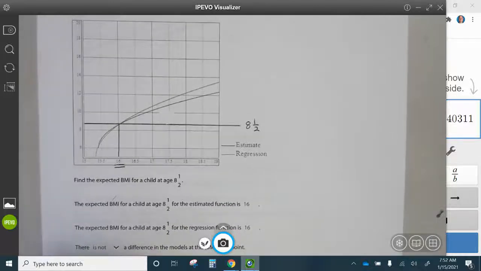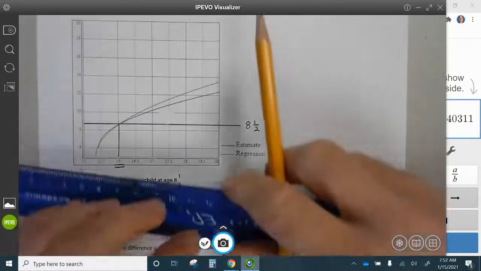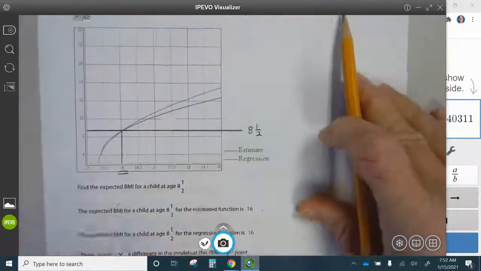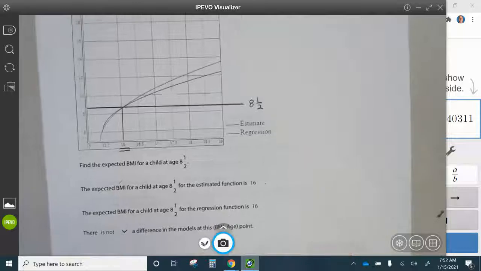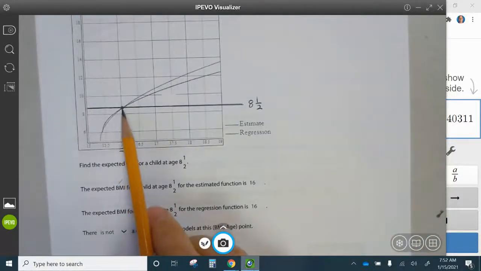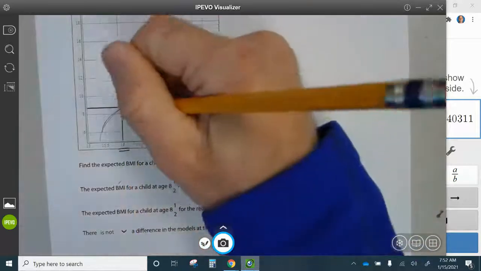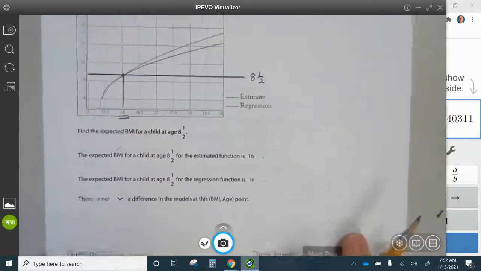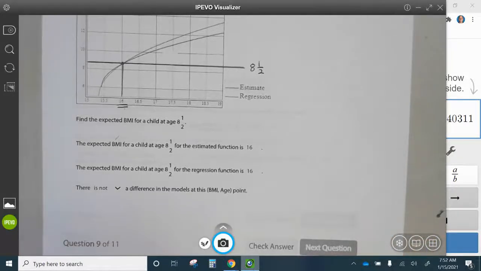Now, it says find the expected BMI for a child at age 8.5. So 8.5 is right here. So we're going to draw a vertical line at 8.5, and you look for where it intersects the line. Well, that's at this point right here. You can see that it intersects both graphs at the same point. So you draw a vertical line down, and you can see the value is 16.